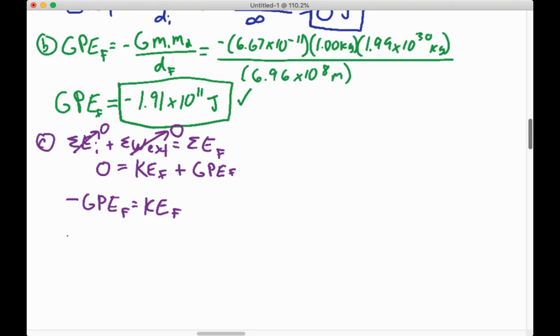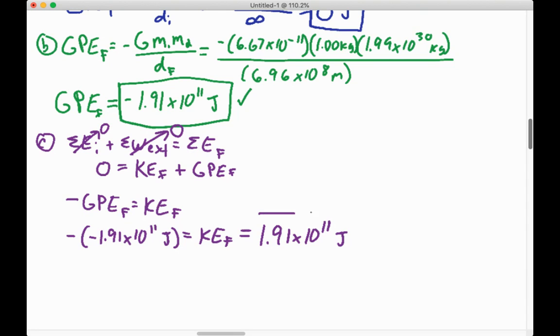So what that means is minus negative 1.91 times 10 to the 11th joules is equal to kinetic energy final, which means kinetic energy final, the minus and the minus, is just going to give us 1.91 times 10 to the 11th joules. So put a box around it.